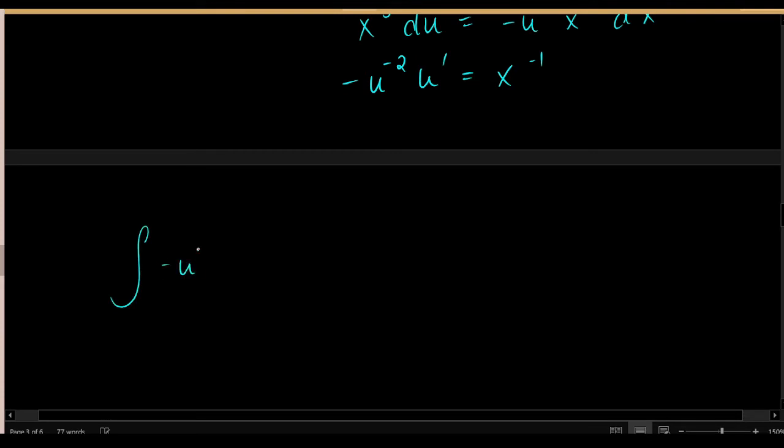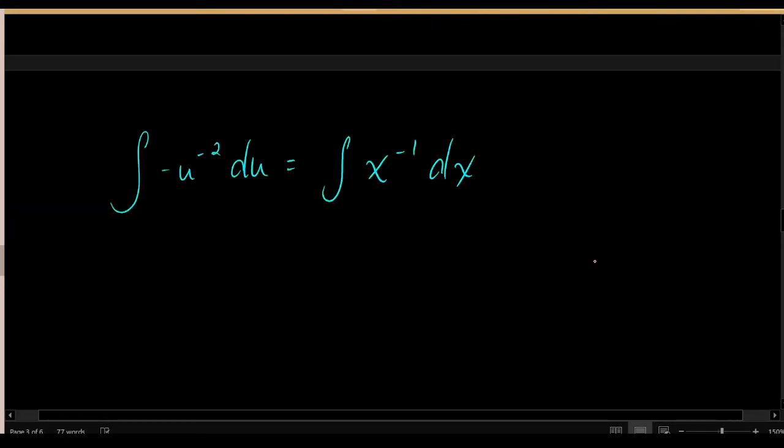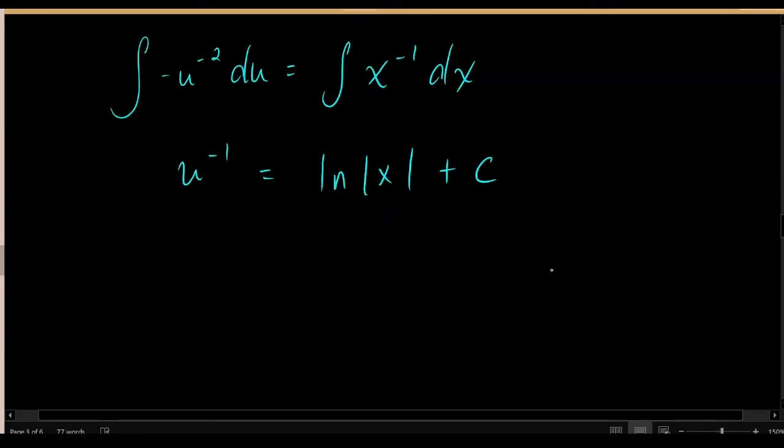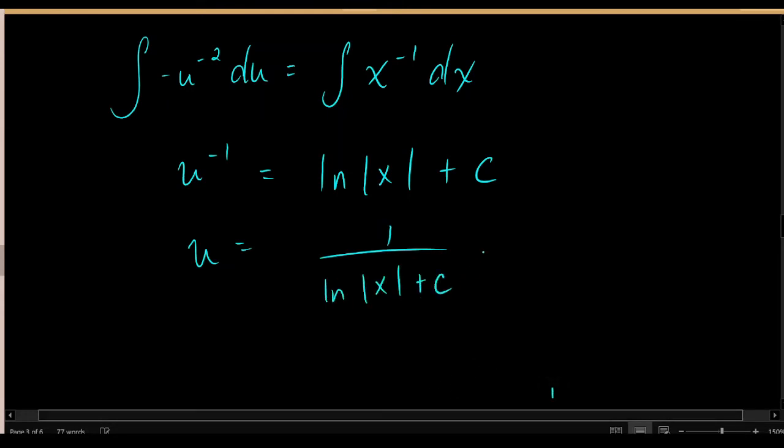So let's integrate the left side with respect to u and the right side with respect to x. On the left, we get u to the negative 1, and on the right side, we get the natural log of the absolute value of x, plus an unknown constant c. Now if I want to actually find u, all I have to do is reciprocate both sides. u is equal to the natural log absolute value of x plus an unknown constant.